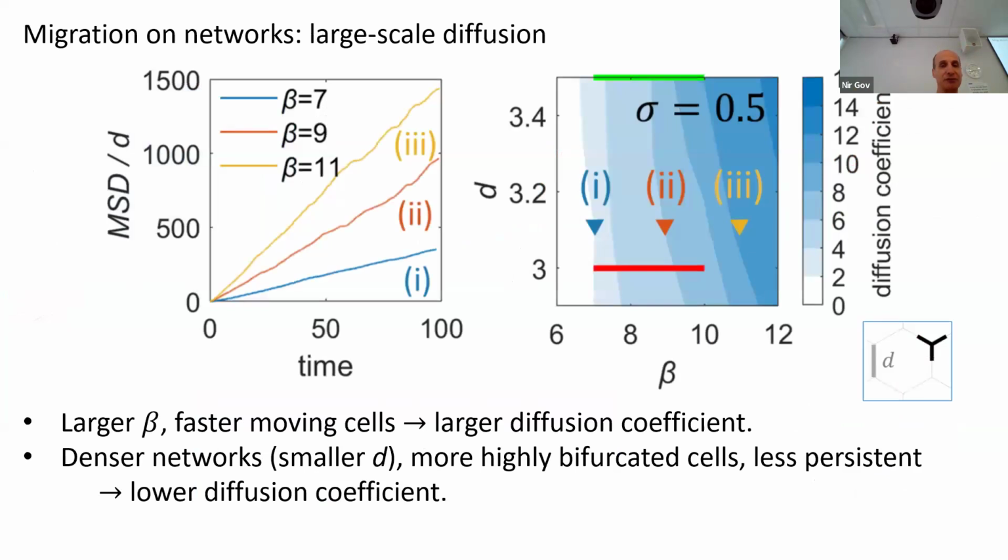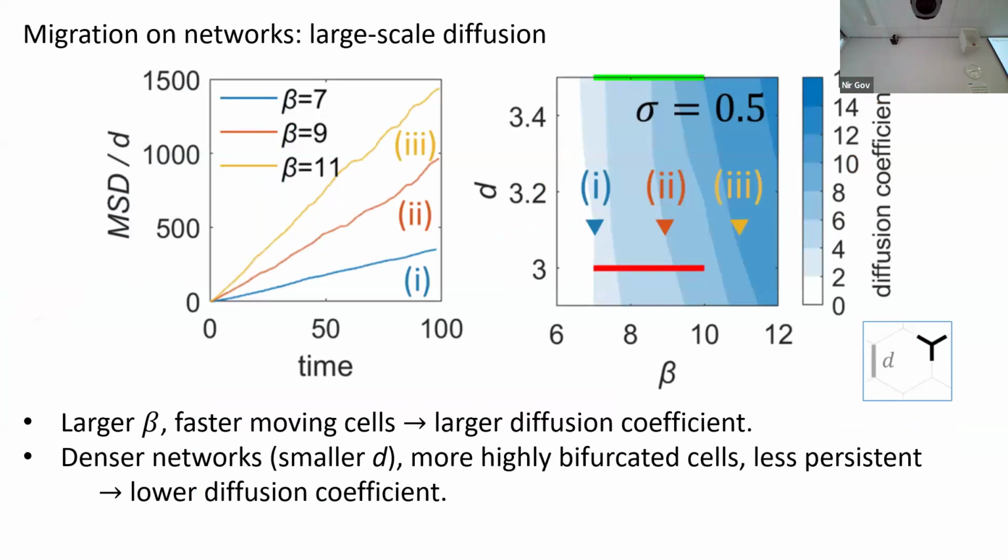And we see the effect of that also when looking at the large-scale diffusion of these objects on the network, and that's their mean square displacement. So first of all, the mean square displacement increases trivially with the activity. So the stronger the activity pushing the cells, the faster the cells are. Trivially, the diffusion coefficient is increasing.